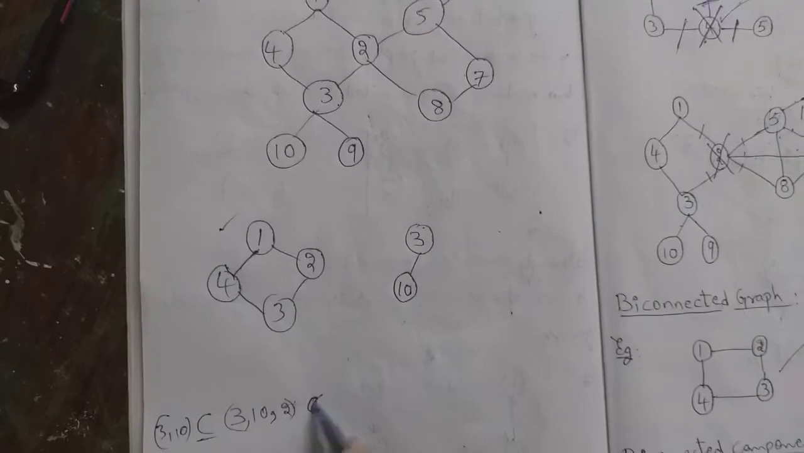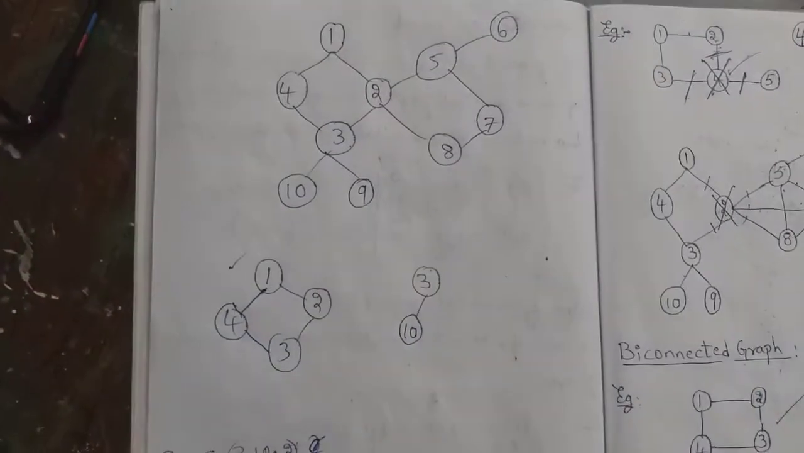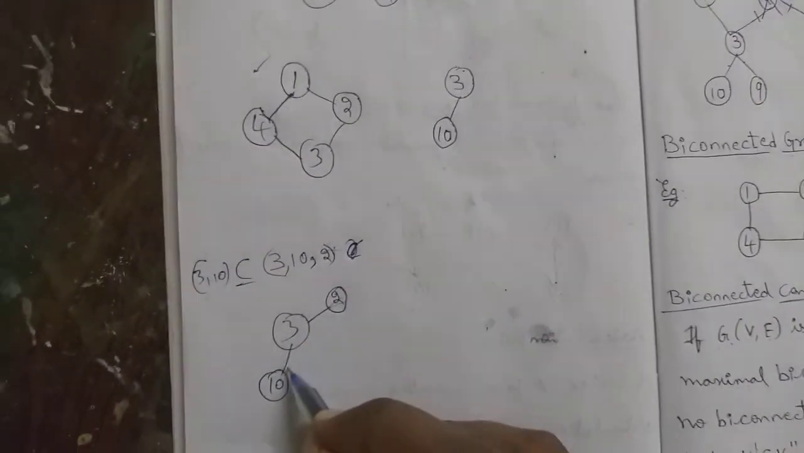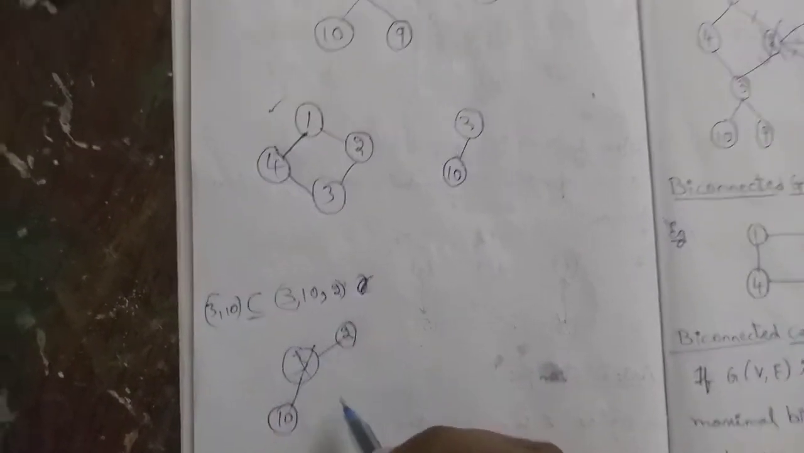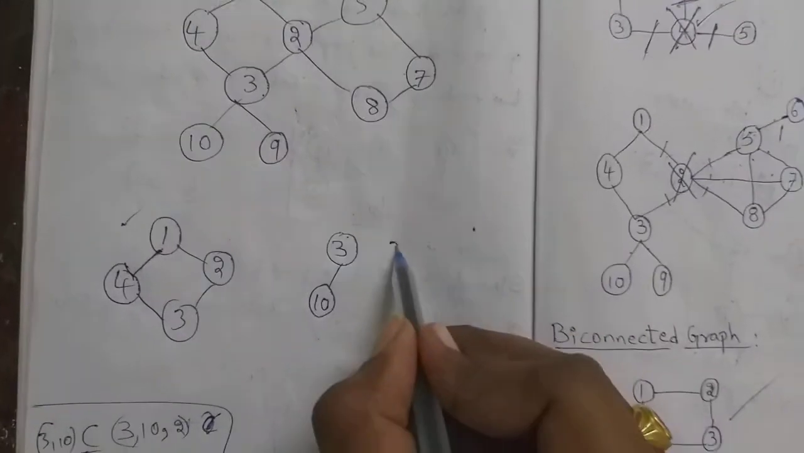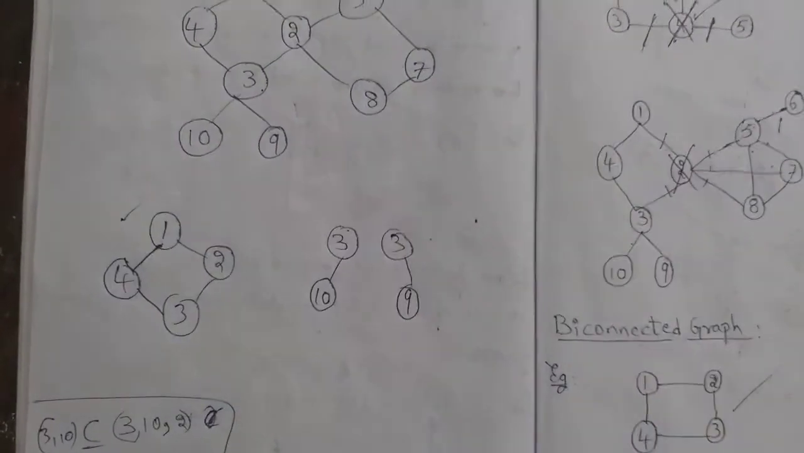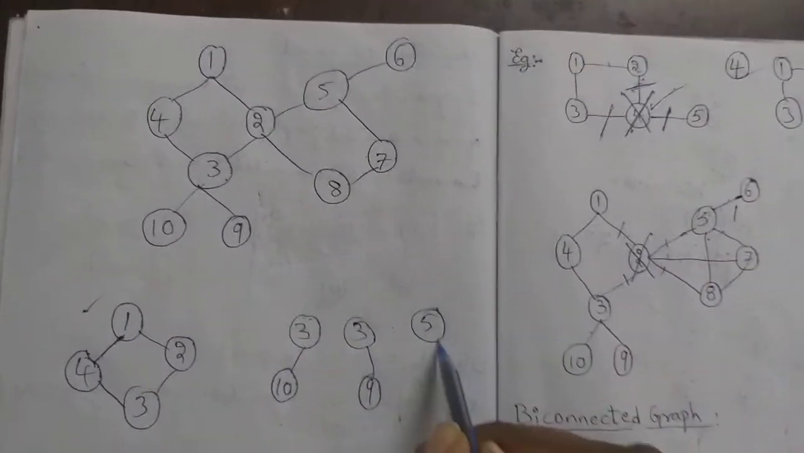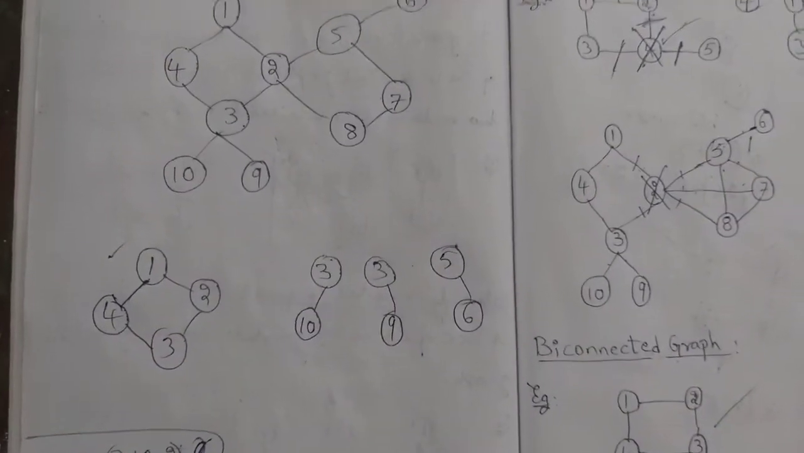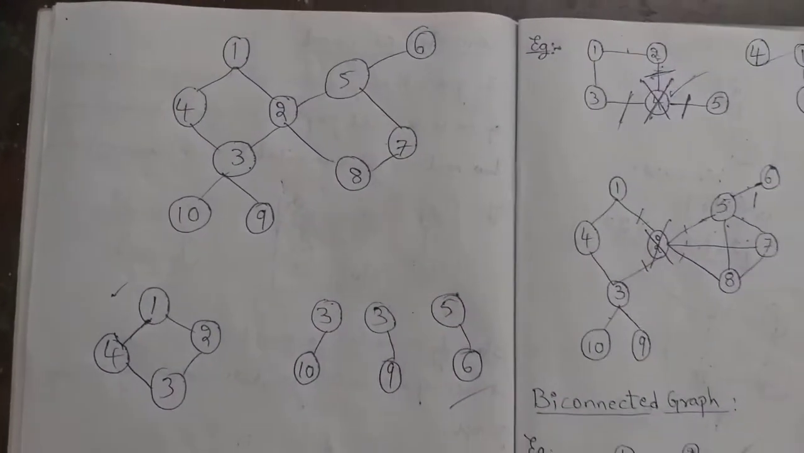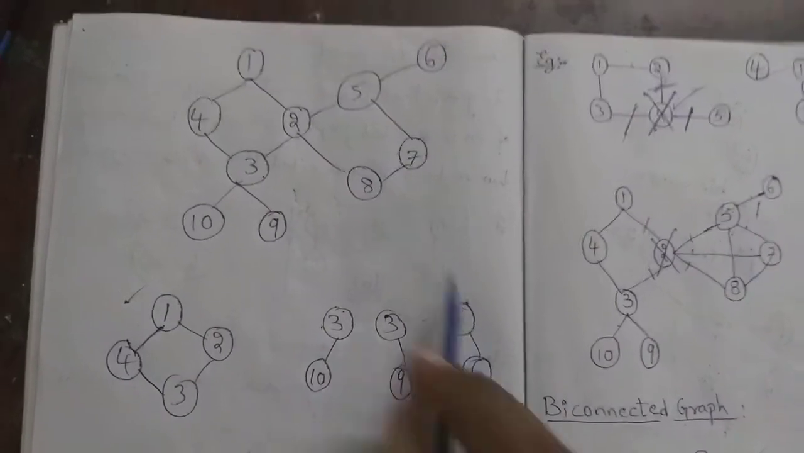If I have taken some other vertex, 2 or 4, with that, then this graph won't be a biconnected graph since it has articulation points. That is the reason 3, 10 is a maximal biconnected subgraph and it is a biconnected component. Similarly, 3, 9 is also a biconnected component. Any other biconnected components? Yes, if you see 5, 6, it is a subgraph and it is a biconnected subgraph and it is maximal. That makes 4 biconnected components.